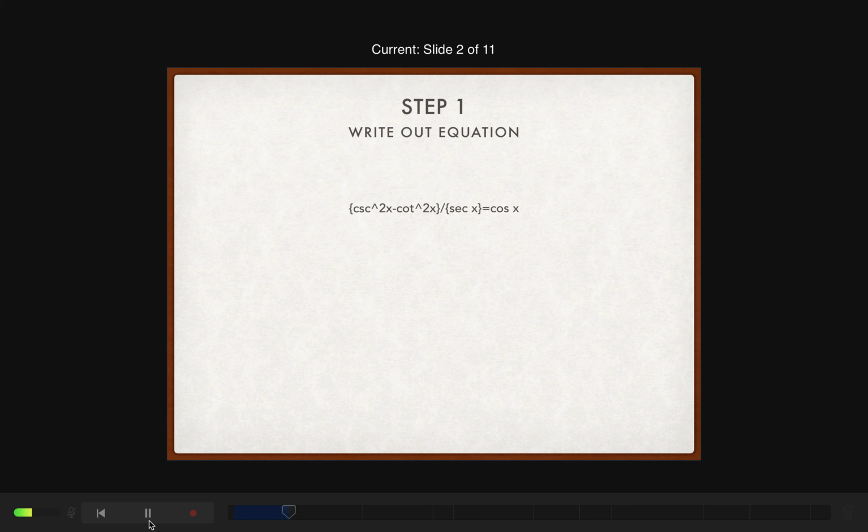Alright, so first step in any math problem, at least for me, is to write out the equation. So yeah, there you go. That was my equation. Cosecant squared x or theta, whatever you like, minus cotangent squared divided by secant equals cosine x. So yeah, that's my equation.